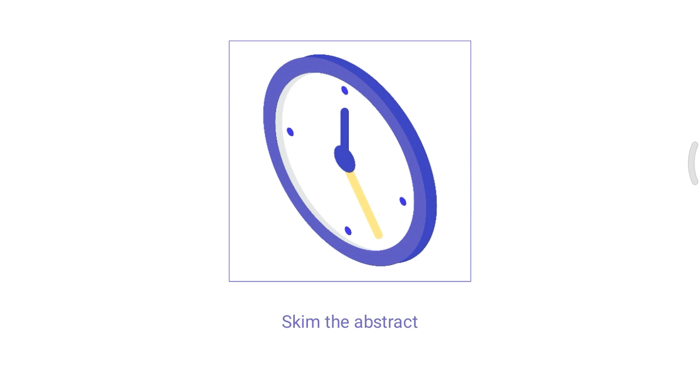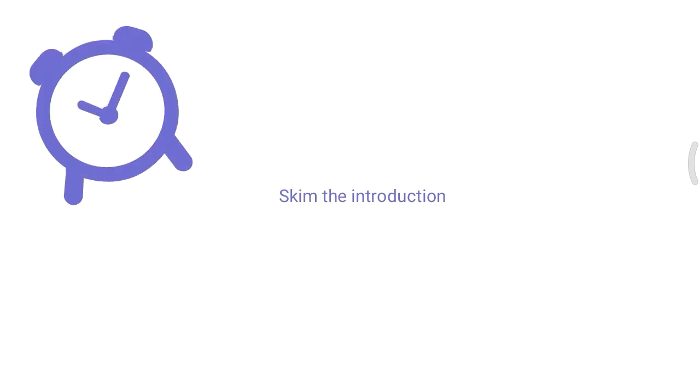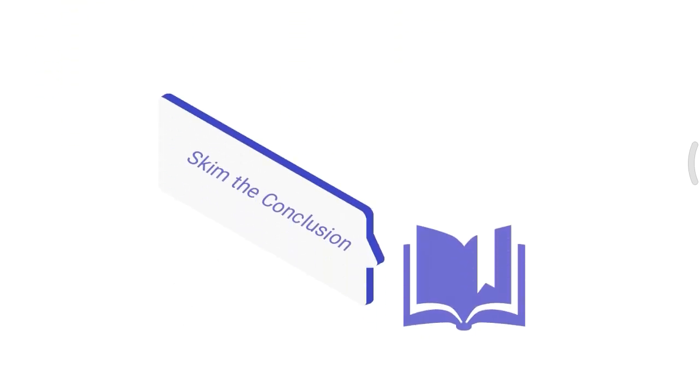The third is skim the introduction. The introduction of an article often provides clear statements about the article's purpose, the question it answers, and its main point. The fourth is skim the conclusion. Pay close attention here. Even if you assume that the conclusion might be repetitive, the author may express a key point in a way that makes it clearer to you.